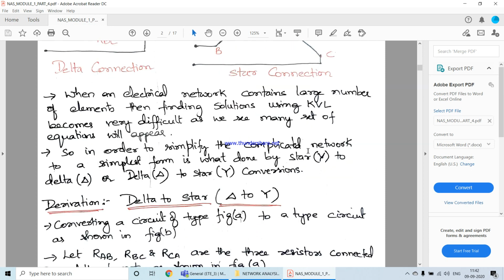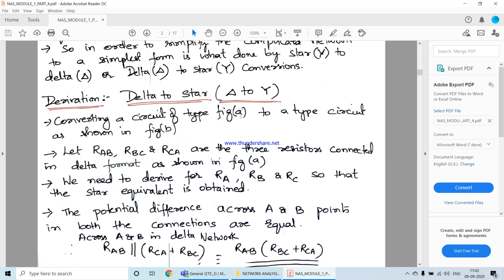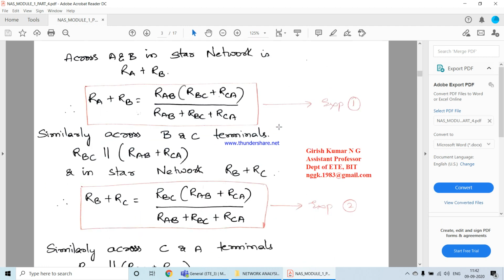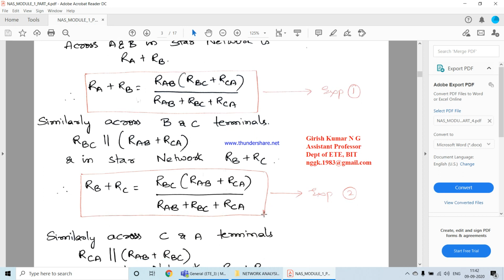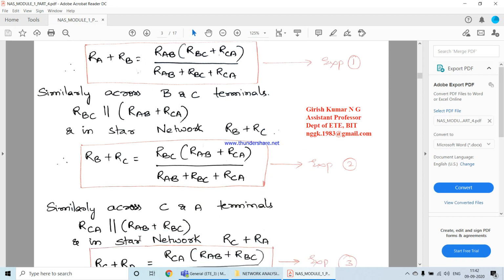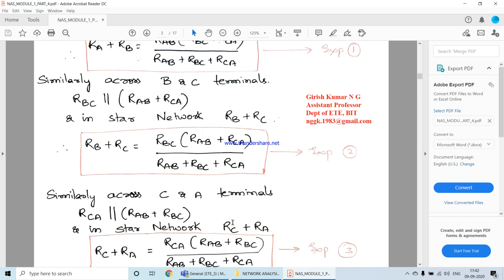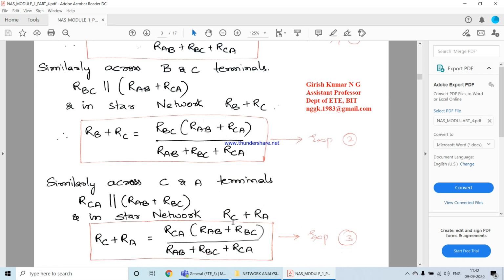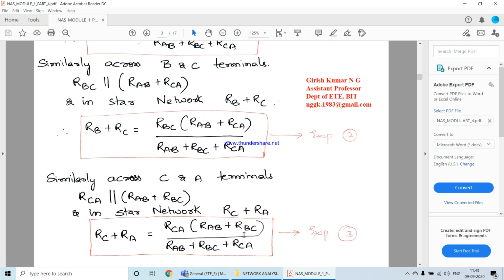That is what we have written in this expression now. So RA plus RB is what we have got. Similarly, we get RB plus RC equal to RBC into RAB plus RCA divided by RAB plus RBC plus RCA. Similarly, across C and A terminals, we get RCA parallel with RAB plus RBC. Therefore, in the star network, it is RC plus RA across CA. You equate both and you get RC plus RA equal to RCA into RAB plus RBC divided by RAB plus RBC plus RCA.